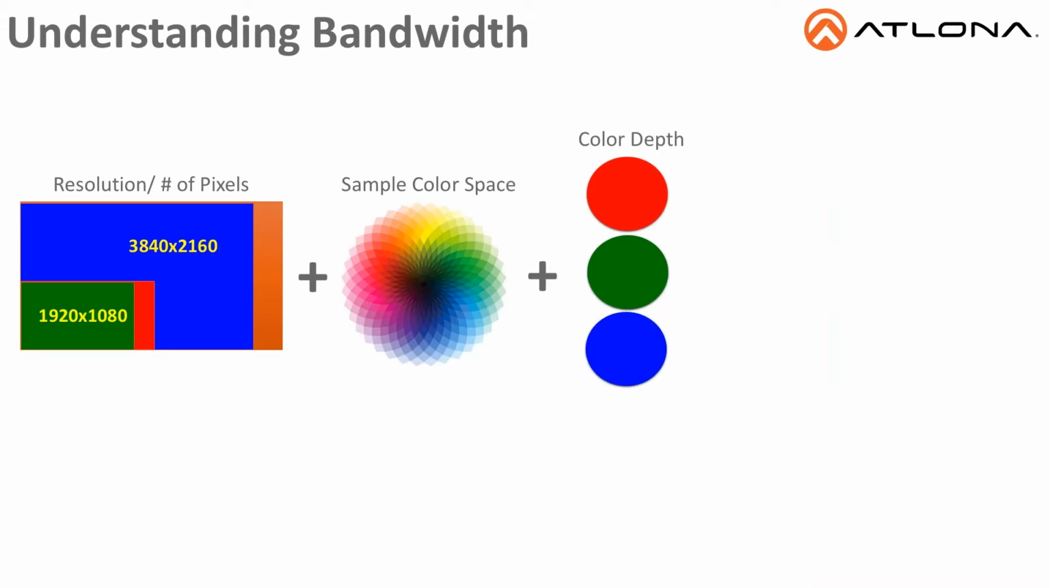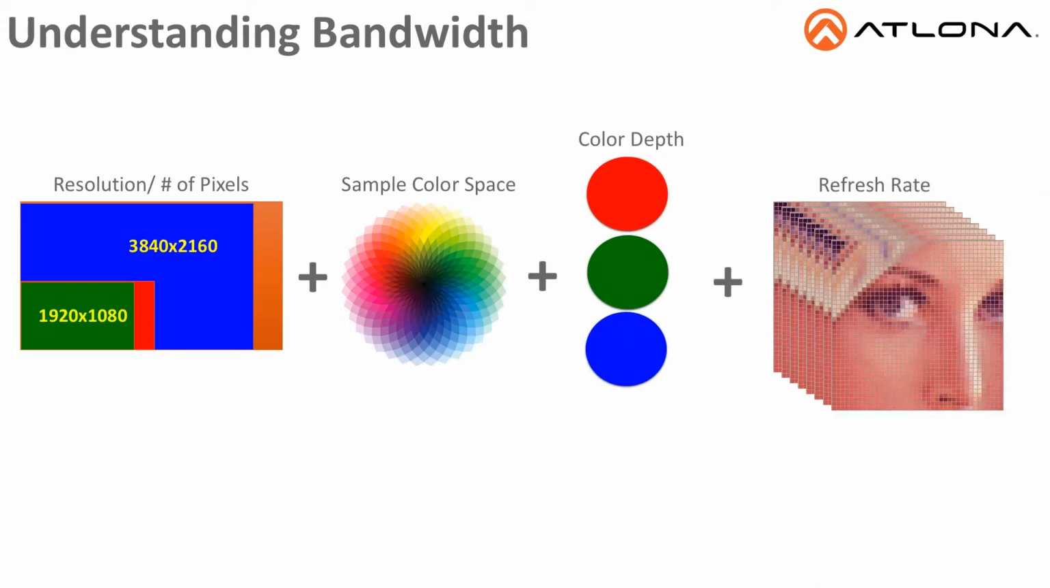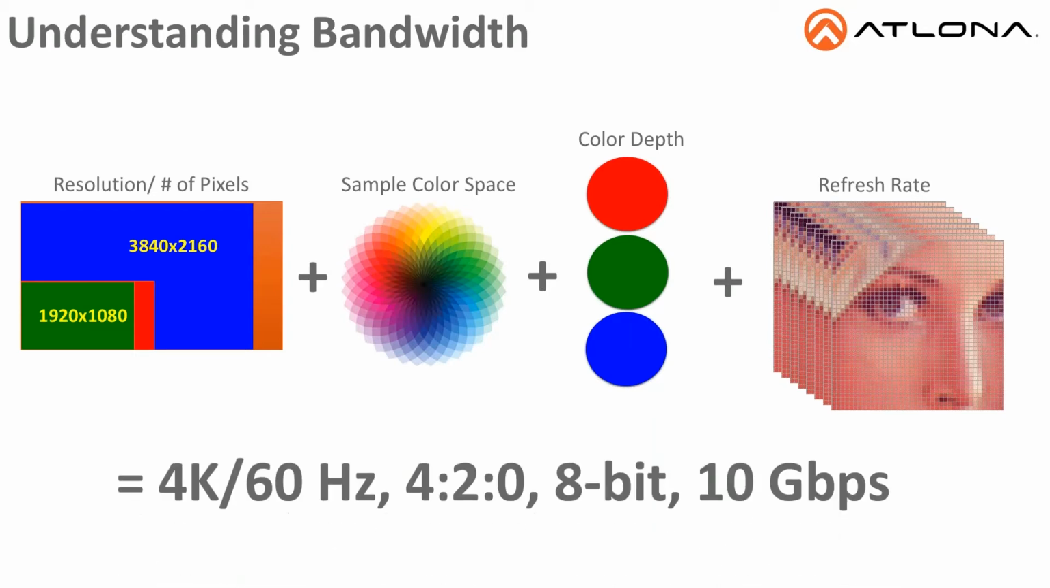And this would be defined as 8-bit, 10-bit, or 12-bit. And finally is the refresh rate. And the more we refresh that image, the smoother the image is, for sure, but also the more data we will be transmitting over that signal. So when all of these come together, it's described as this, right? 4K 60 hertz, 420 8-bit, and we'll cover that in just a second. And then the bandwidth required to send all of that, 10 gigabits per second.